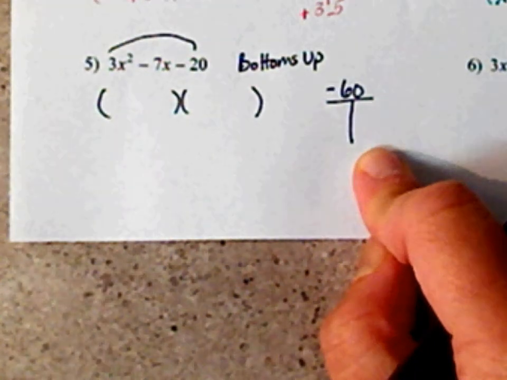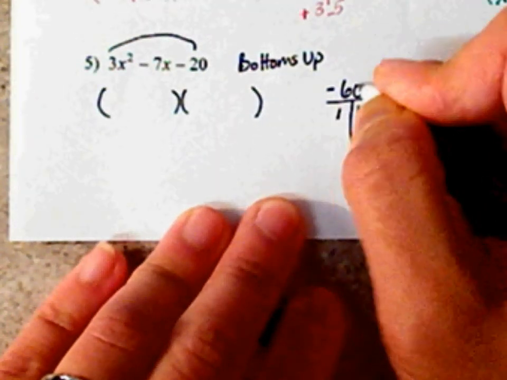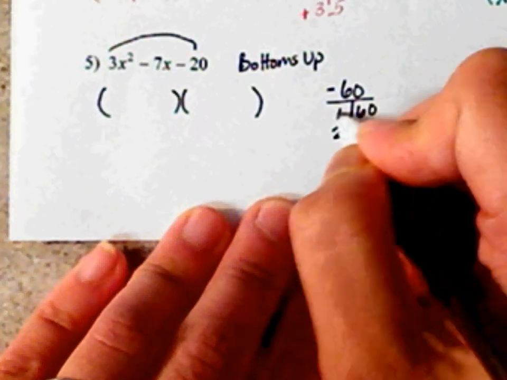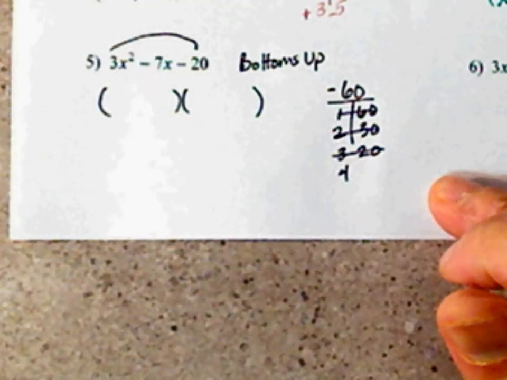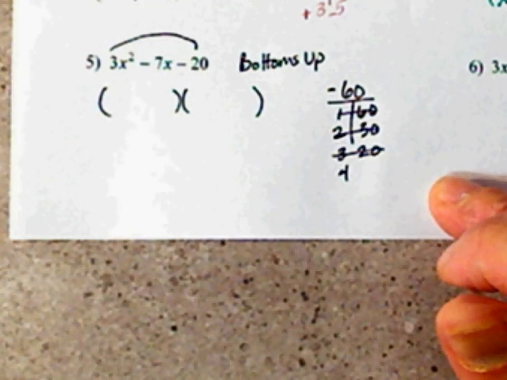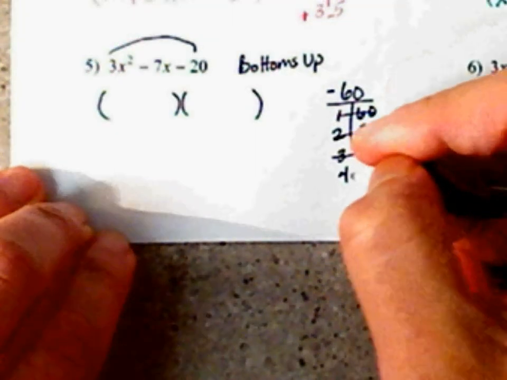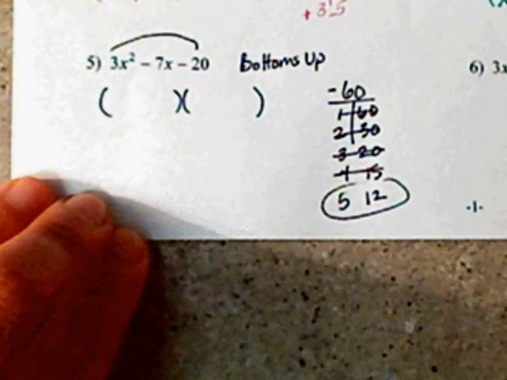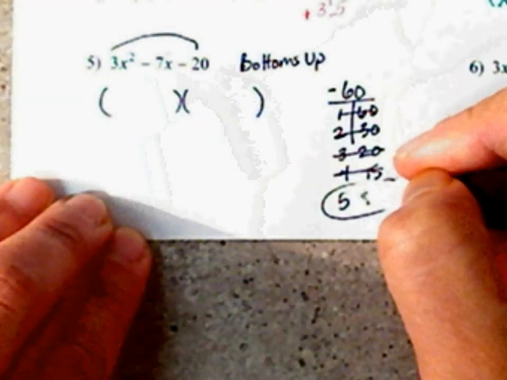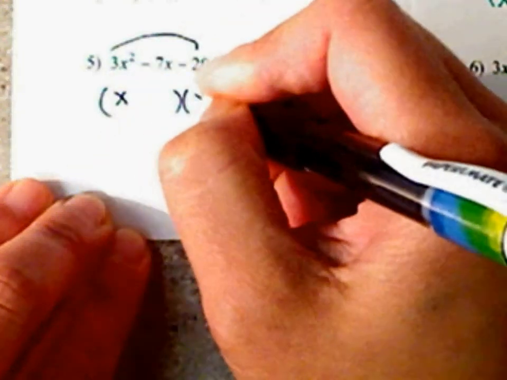So, if you don't know, start out with some numbers. 1 times 60 is 60. How about 2 and 30? Okay. 3 and 20. 4, does 4 go into 60? 15 times 4. 4 and 15, does that subtract to give you 7? Nope. How about 5 and 12? There you go. See how that's a negative? 12 is a negative, 5 is a positive. So we're going to have x and x, okay, plus 5 minus 12.